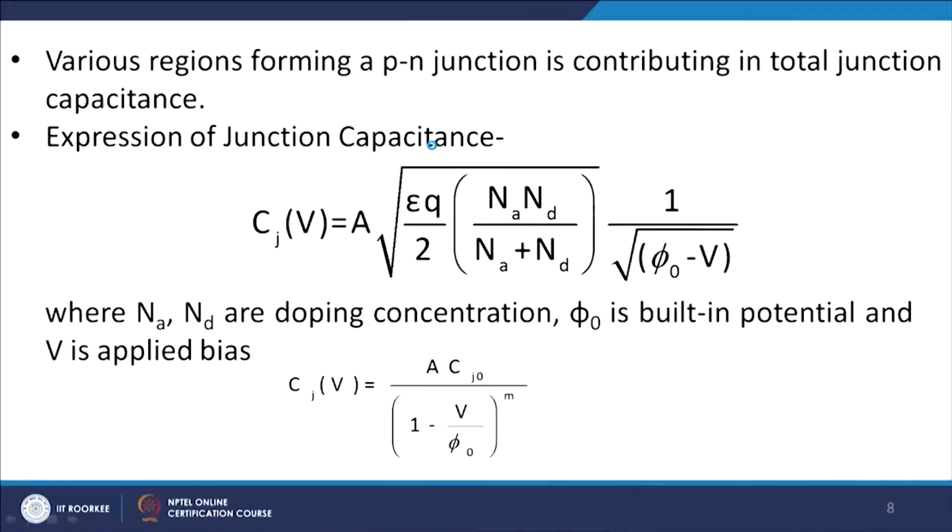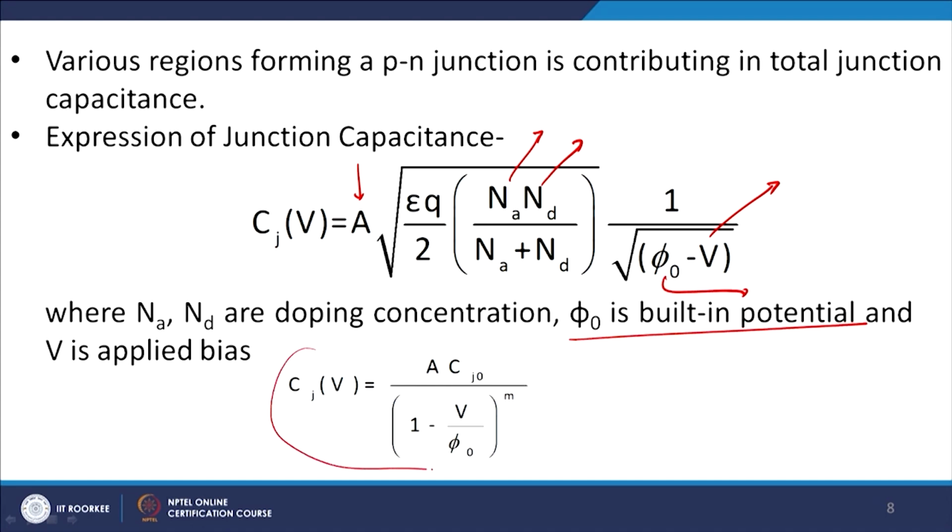If you remember your basic PN junction theory, we know that the expression for the junction capacitance Cj is given as A times the square root of epsilon q by 2 times NaNd upon Na plus Nd, divided by the square root of phi 0 plus V, where A is the area of the cross section between the source and the drain side, Na and Nd are the acceptor and donor ion concentrations, V is the applied voltage, and phi 0 is basically known as the built-in voltage, right, and V is the applied bias.